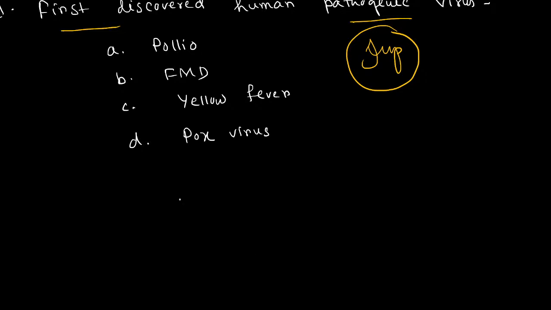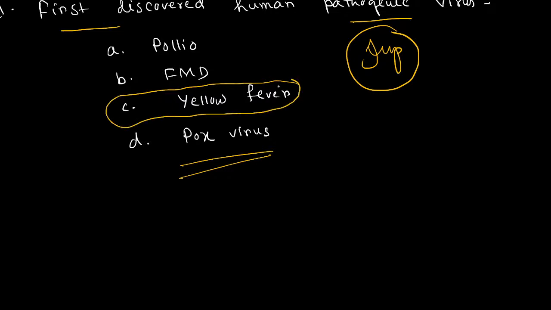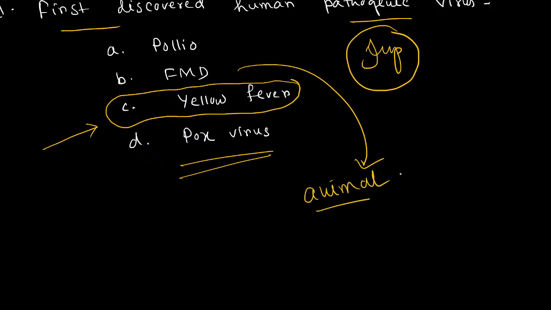Pox virus. Why? Because it was discovered by Edward Jenner. It's yellow fever. Remember, it's yellow fever. If I ask you about the first discovered animal virus, then we can only answer that it is the FMD, foot and mouth disease. Please pay some attention, otherwise you will make the same mistake whatever I have done.